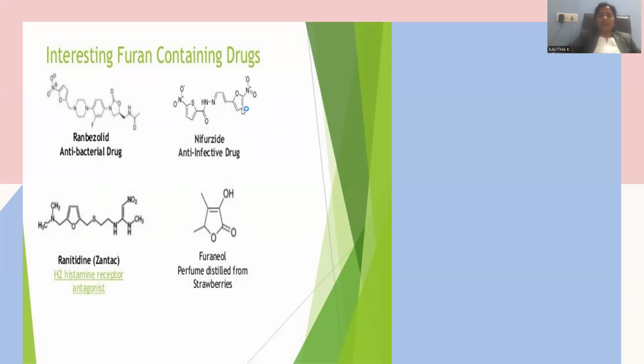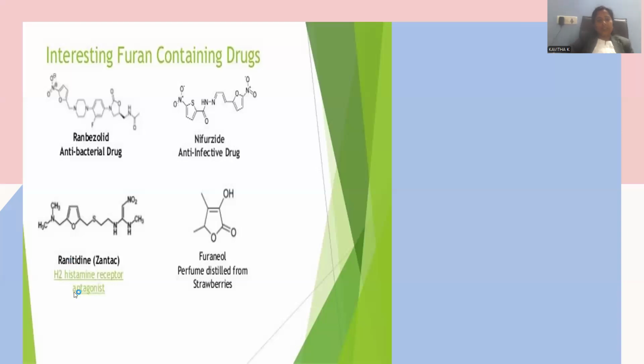Here is another compound where you can notice the furan nucleus within the molecule, called nifurtide. Nifurtide is an anti-infective, used to cure the kind of pathogens which cause infections. It is an anti-infectious drug, where furan is located within the skeleton.